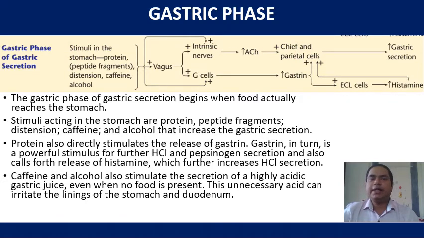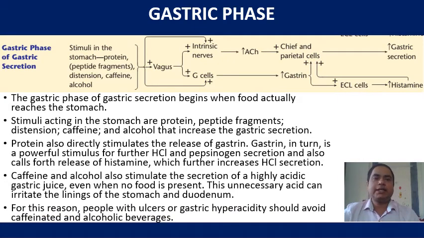Actually, caffeine and alcohol also stimulate the secretion of highly acidic gastric juice even when no food is present. So this unnecessary acid can irritate the lining of the stomach and duodenum. Therefore, for this reason, people with ulcer or gastric hyperacidity should avoid coffee or caffeinated and alcoholic beverages.